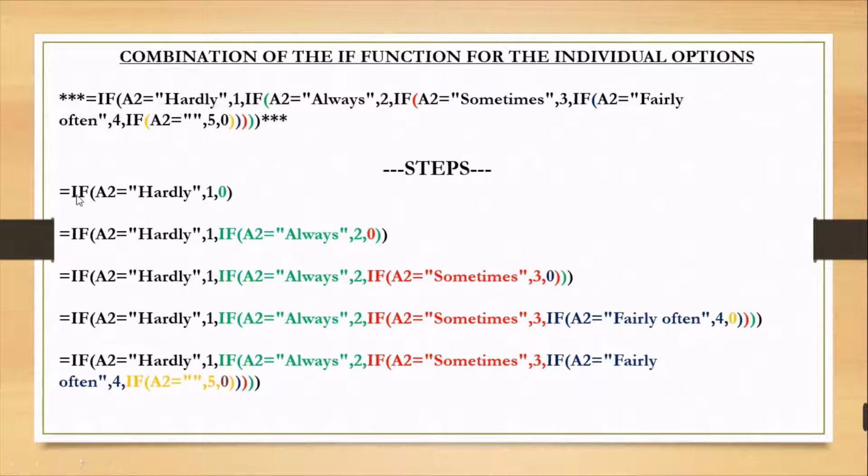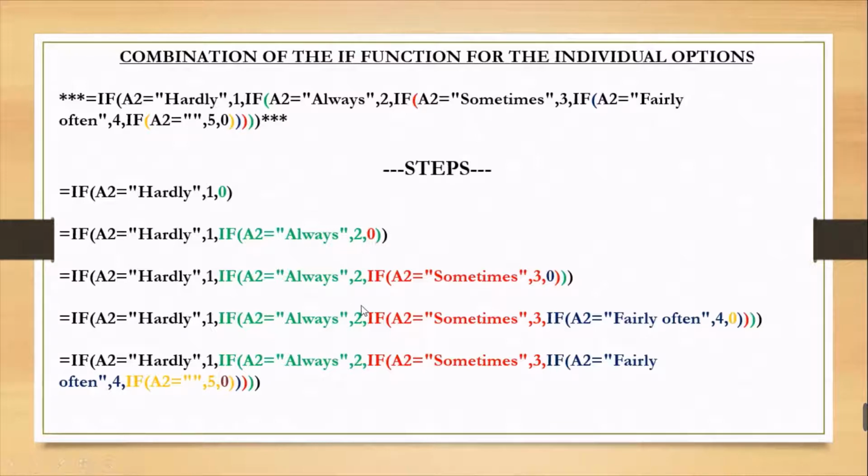First of all, we'll say if A2 is equals hardly, it should take 1. If not, you should put a 0. Then in the second step, we are saying if A2 is equals hardly, you should take 1. But if it's not equals hardly, you shouldn't take a 0. You should ask the question of the always. And for it to ask the question for always, it has to bring in the if function for always. You can see it's in green. It brought in the entire if function for always. So it's now asking if A2 is equals to always, you should take 2, then put a 0.